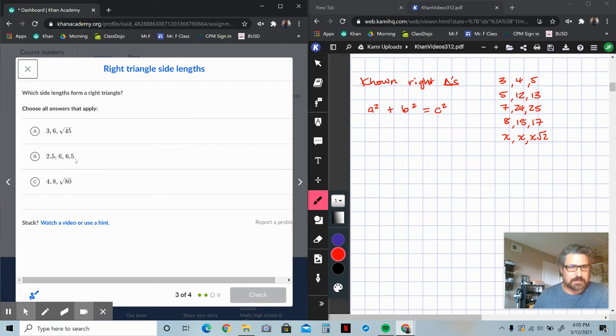So 2.5, 6, and 6.5. If you double 2.5, you get 5. If you double 6, you get 12. If you double 6.5, you get 13. So guess what? That's your 5, 12, 13 known right triangle. So that's going to work.